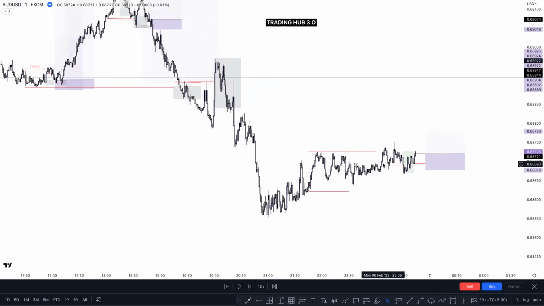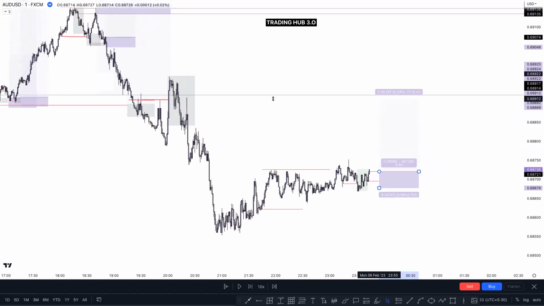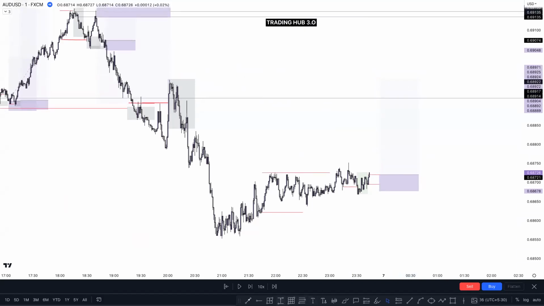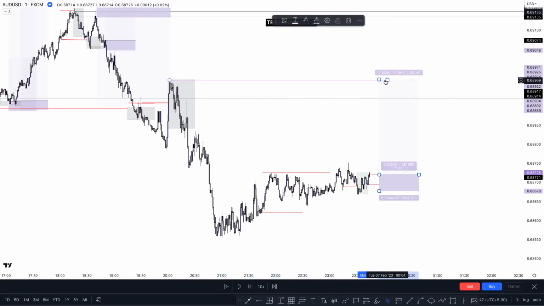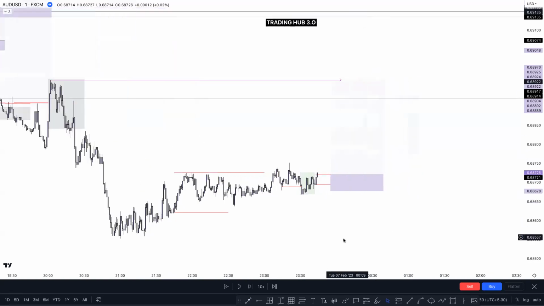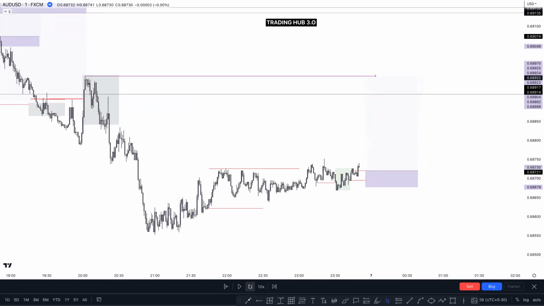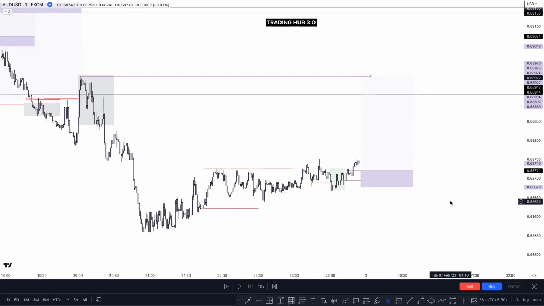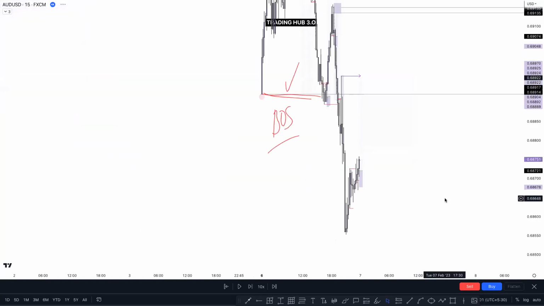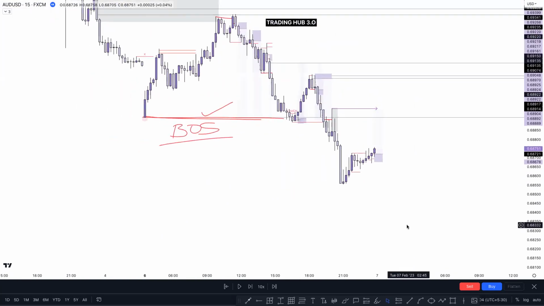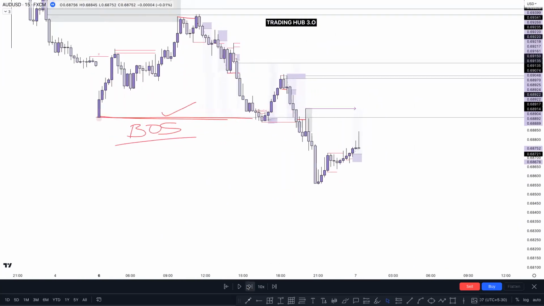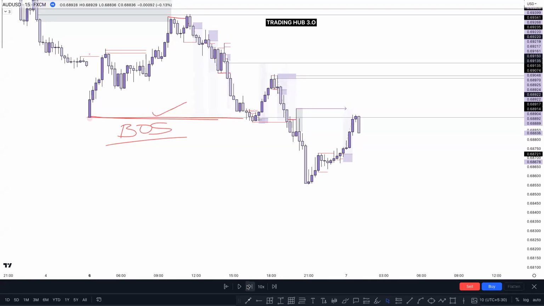And target, where is the target? The 15-minute pullback, this one. This becomes our 15-minute target here. And let's see what happened next after this one. Okay, mitigated. Now again switch here to the 15-minute time frame to see exactly what is happening here. Okay, perfect. All right.